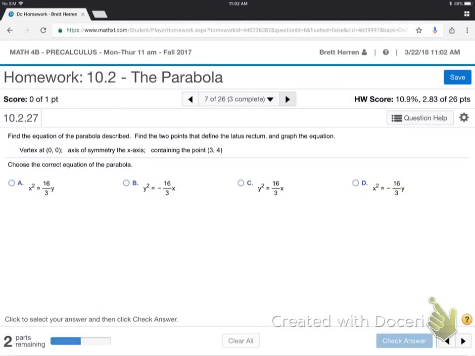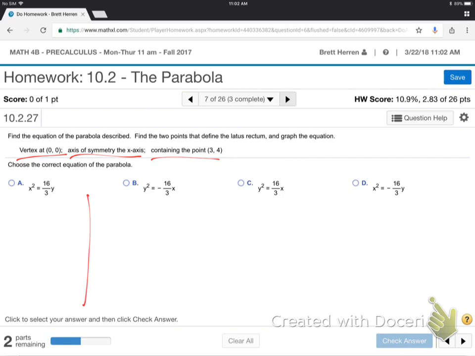Here we go. I'm going to try to finish 10.2 somewhat rapidly, but it's a long section. All right, find the 2 points that define the lattice rectum and graph the equation. So they're giving me some information. Vertex 0, 0, axis of symmetry x-axis contains that point. All right, let's do it.